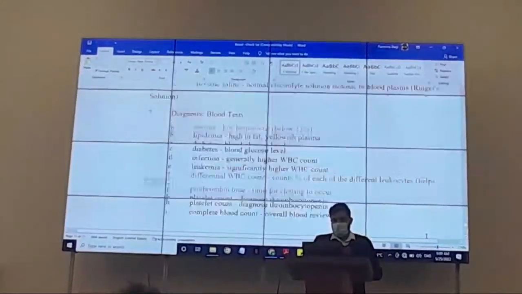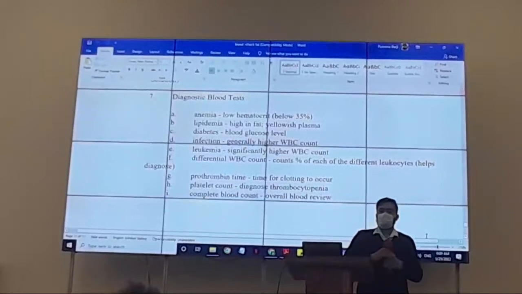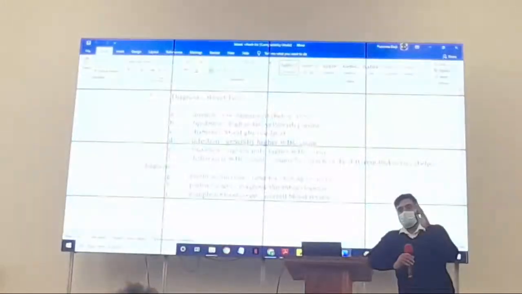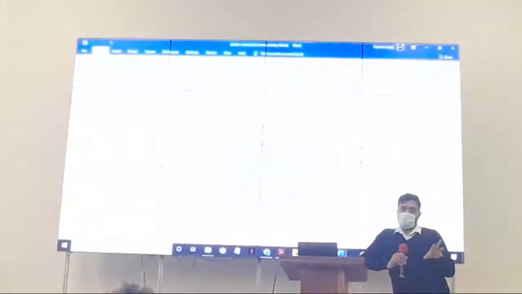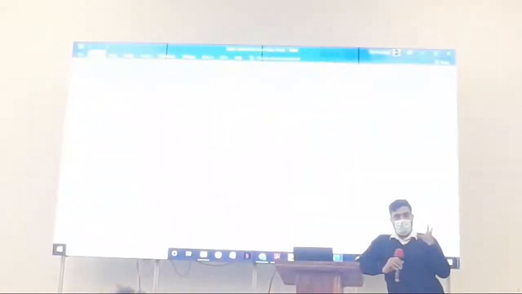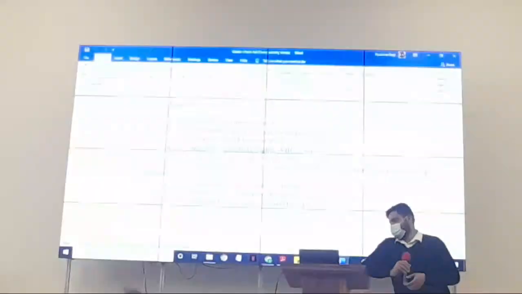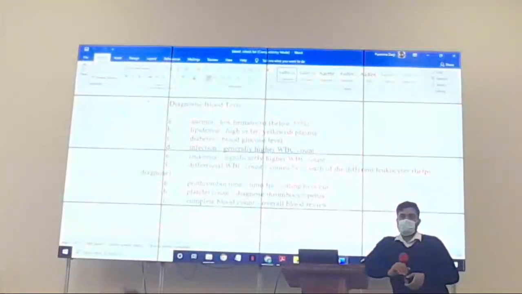Right. Diagnostic blood tests. Just know the ones we talked about. Remember, we talked about your blood indices. That is something very important for you guys. You need to know how to calculate them. Okay. It's there in the slide. We gave examples of how to calculate these indices. Okay. And that's basically what you need to know about blood physiology.